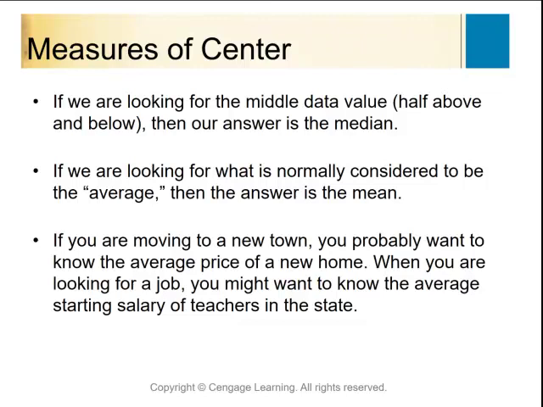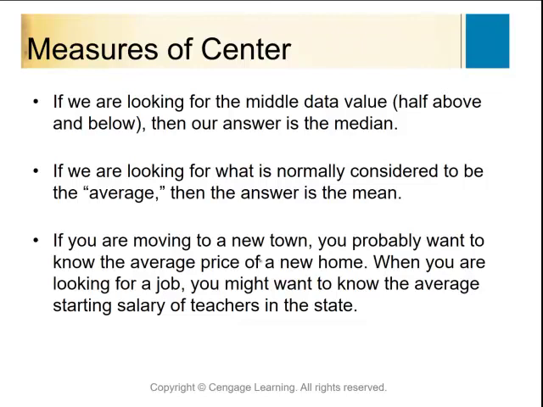Just some generalizations here. If you're looking for the middle data value, then your answer is the median. That's the physical middle. A very common application of this is if you are looking to move to a new town and you want the average price of a new home, you usually look at the median. If you are looking for just a general average, as we might call it, you're looking for the mean.